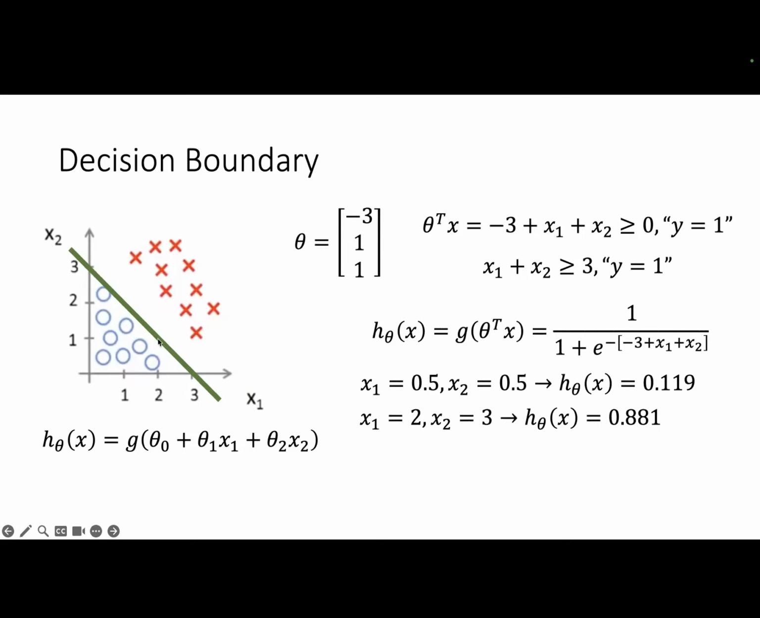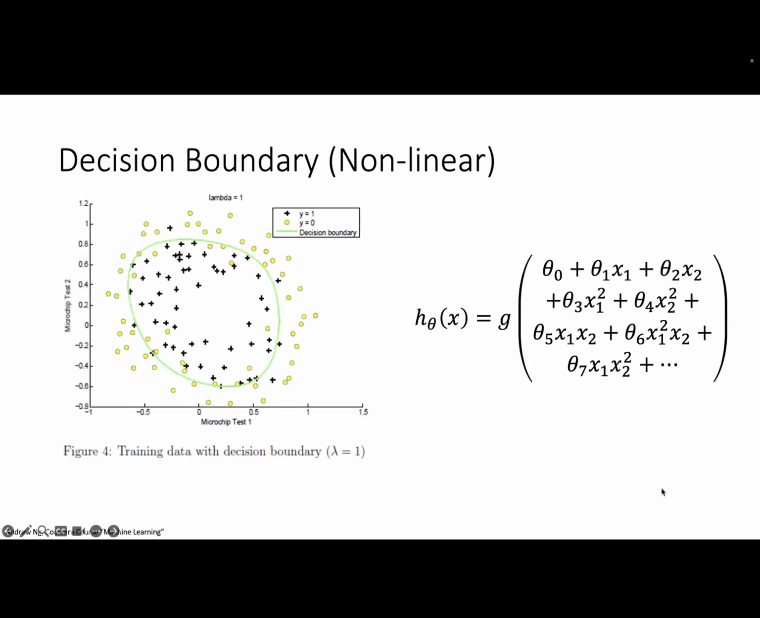So this one is correct, right? 2, 3, this is the 2, 3. And this one is also correct. 0.3, 2.2: 0.3 is somewhere here, and 2.2 is somewhere here. We can see the hypothesis is 0.375, which is less than 0.5. So it was classified correctly.